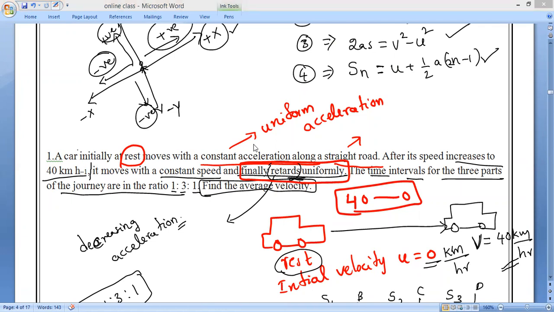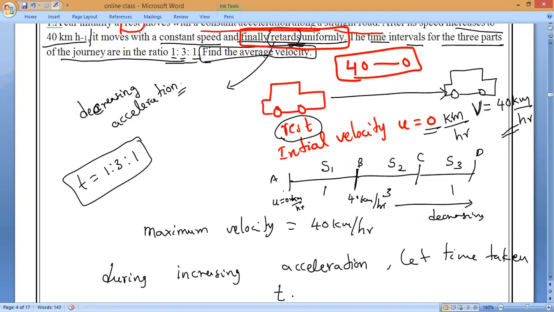Now, if you really understand, solve the question. So, totally 3 cases here. Case 1: initially starting from rest, it moves with constant acceleration along a straight road. After the speed increases to 40, it becomes constant speed, case 2. Finally, it retards uniformly, case 3. So totally 3 parts of the journey, given in the ratio 1:3:1. Find the average velocity. Very simple question, but understanding level is very difficult.